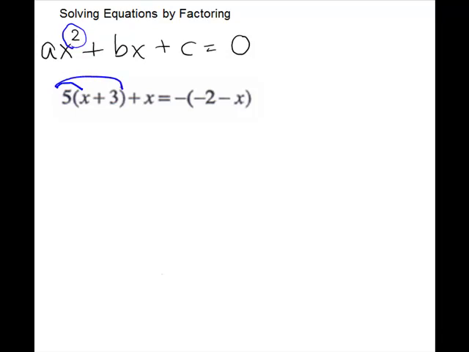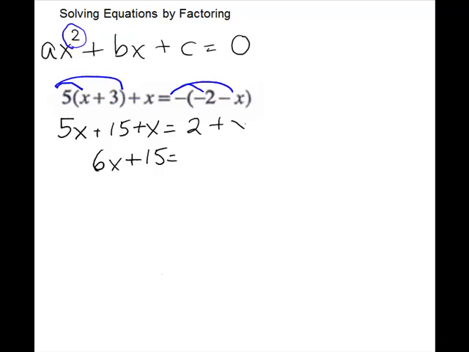So you distribute and simplify on the left-hand side: 5x plus 15 plus x. Combine your x terms to give 6x plus 15. On the right-hand side, you will also need to distribute your sign there, and that will give us 2 plus x. Then we have x on both sides. We get rid of an x term, so I will choose to get rid of this one. That will cancel to leave me 5x plus 15 equals 2.